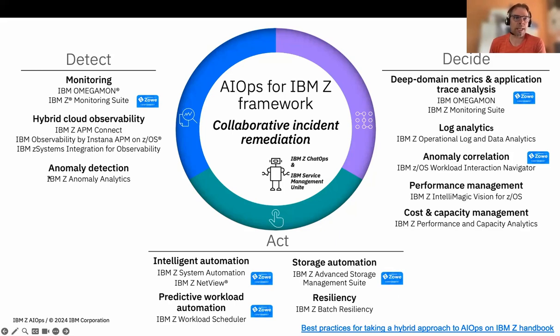So for example, on the detect side, you see the monitoring portfolio around Omegamon, for example, the CAPM Connect, Instana for COS. On the decide side, you see also tools like the Omegamons, but also, for example, one of our new acquisitions, the IBM IntelliMagic Vision for COS. And on the act side, you see our automation portfolio. So this is around system automation, NetView, Z workload scheduler, batch resiliency, and storage automation.